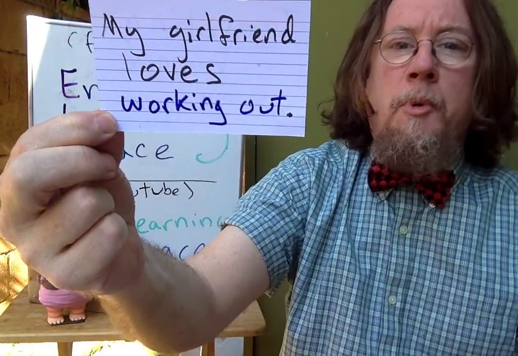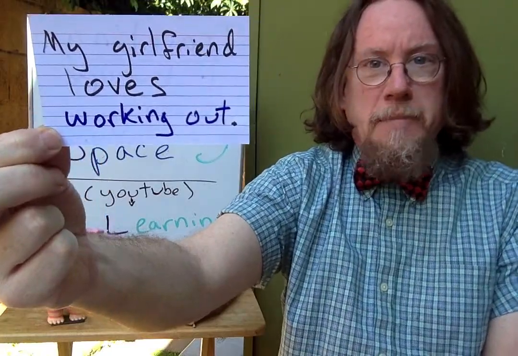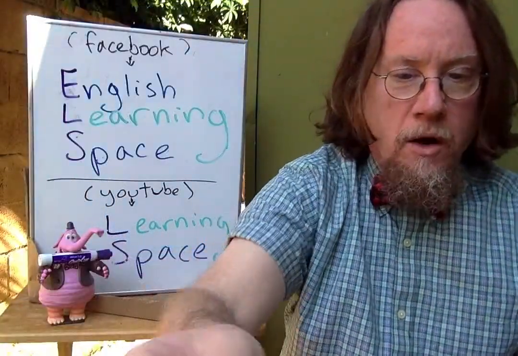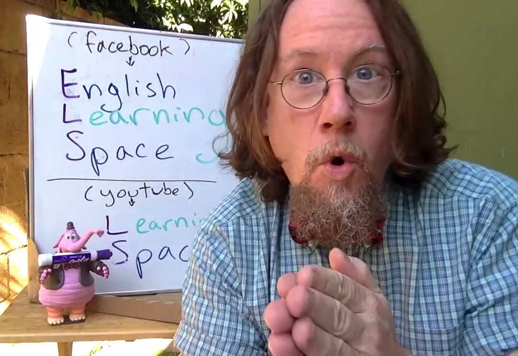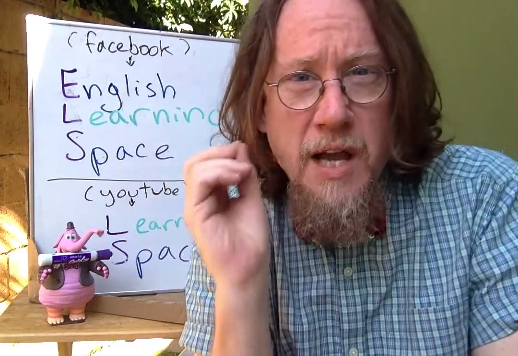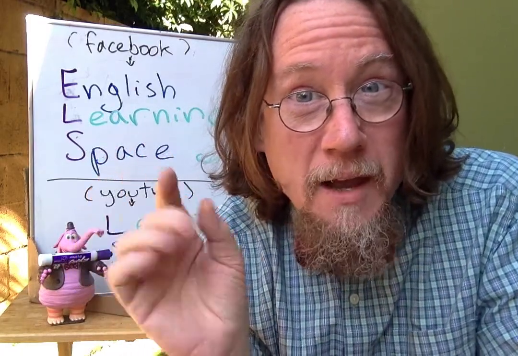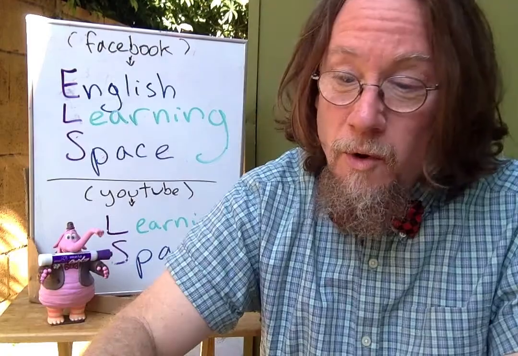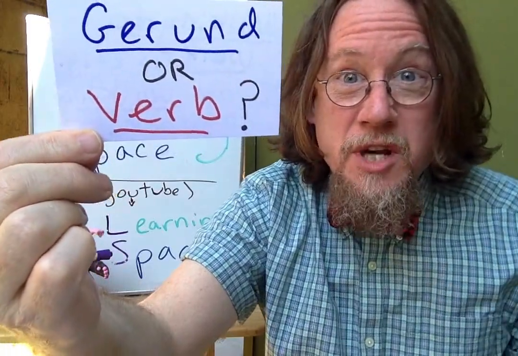Or another example, my girlfriend loves working out. I hate working out. Too much work. Okay, let's do a little quiz to see if you understand, because sometimes ing is a verb. You must tell the difference, right? Is it a gerund or a verb?